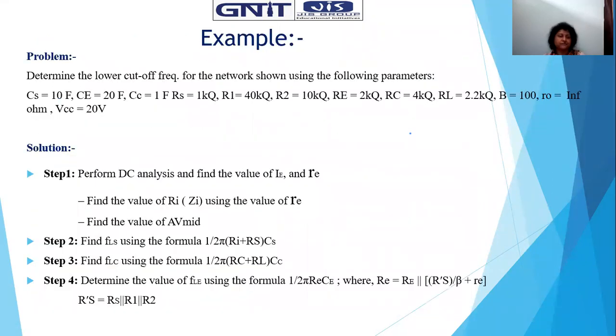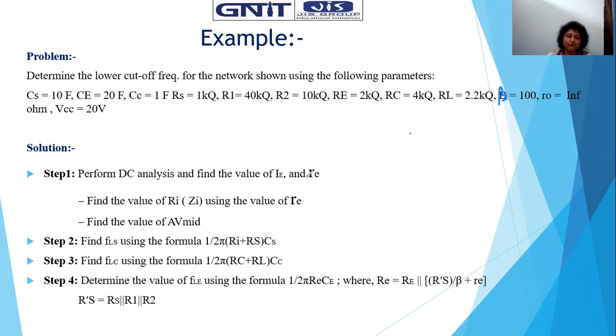There's the application. For the same network, same circuitry, we are going to analyze what the cutoff frequency will be practically. These are all the practical data given. CS is 10 farad, C is 20 farad, CC is 1 farad, RS is 1 kilo ohm, R1 is 40 kilo ohm, R2 is 10 kilo ohm, RE is 2 kilo ohm, RC is 4 kilo ohm, RL is 2.2 kilo ohm. Beta is 100, other is infinite we need to consider, and VCC is 24.